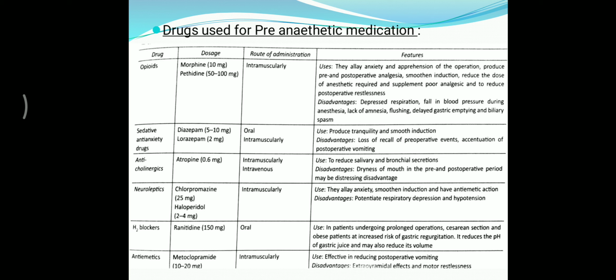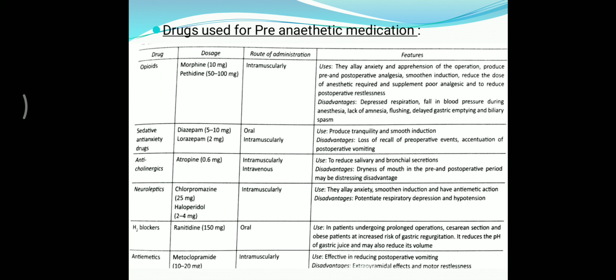Anticholinergics, atropine 0.6 mg intramuscularly or intravenously, used to reduce salivary and bronchial secretion. Disadvantage: dryness of mouth in the pre- and post-operative period may be distressing. Neuroleptics, chlorpromazine 25 milligram, haloperidol 2 to 4 milligram, given intramuscularly. These allay anxiety, smoothen induction, and have anti-emetic action. Disadvantages are that they potentiate respiratory depression and hypotension.